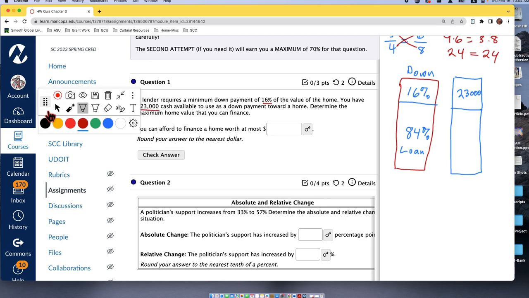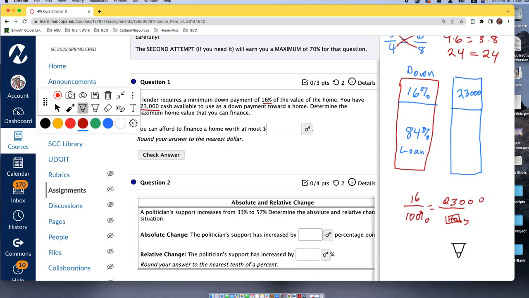So what do we want? We want the 100%, right? We want to figure out what 100% is. So remember, in every percentage, there's always 100. This is going to be what we want, the price of the house. That's the 100%. But what information do we have? We've got that 16% is the same thing as 23,000. Those things are basically equal in this situation.